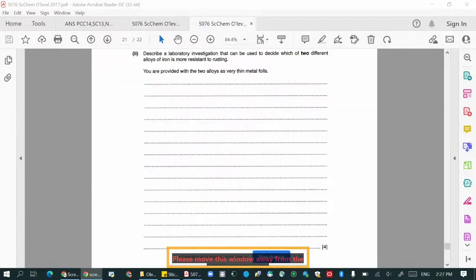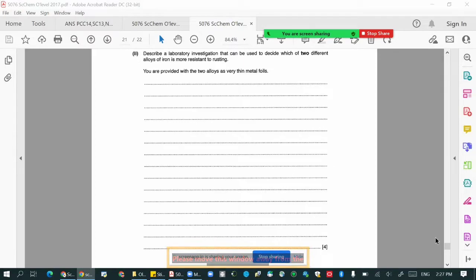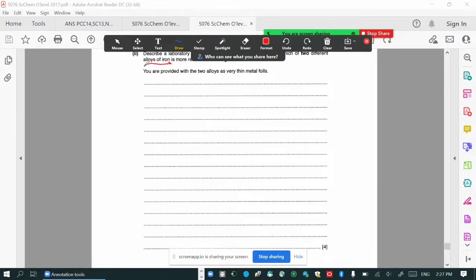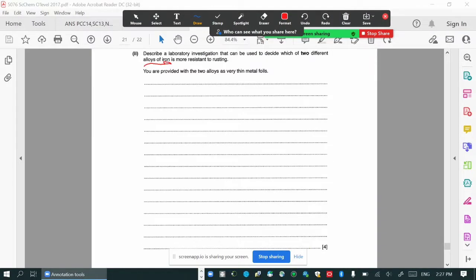This is 2017 paper 3, question 11A part 2. Describe a laboratory experiment, investigation, that can be used to decide which of two different alloys of iron is more resistant to rusting. So we have to let the alloy of iron rust. You have to expose it to oxygen as well as moisture. You're provided with two alloys as very, very thin metal foil, like aluminum foil.